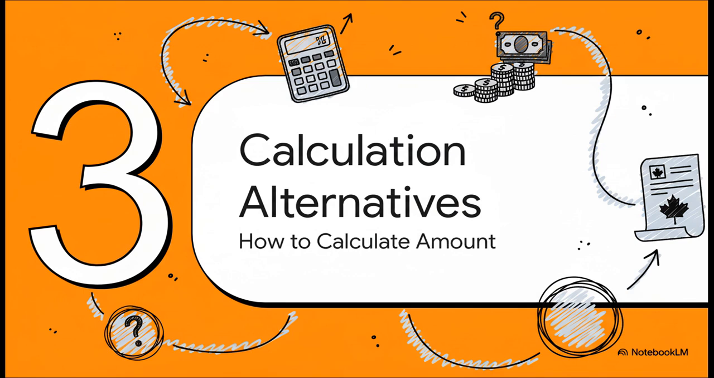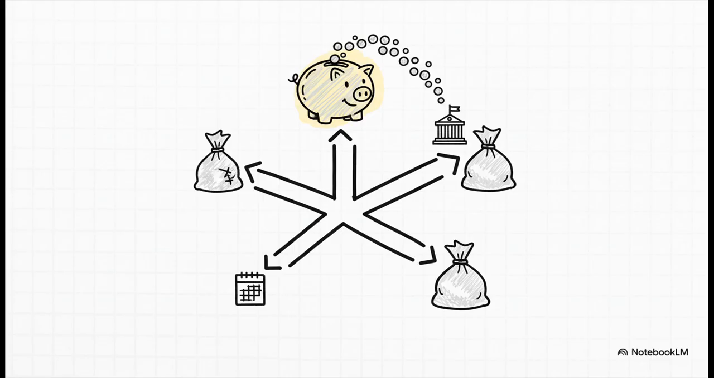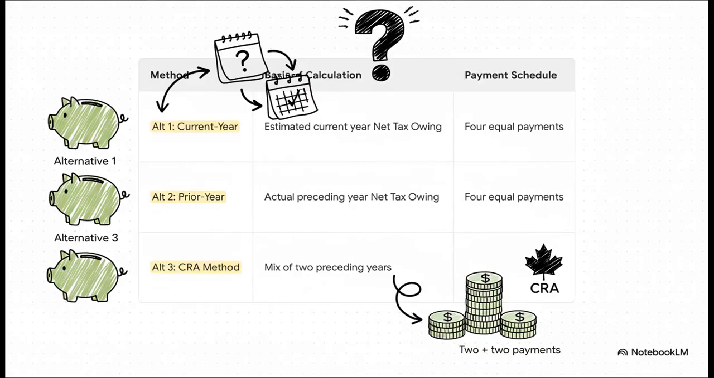Okay, so let's say you've passed that 2-part test and you are required to pay. The next logical step is figuring out, well, how much do you need to pay? And the good news is the CRA doesn't just give you one way to do this. You actually get 3 different options. And this is where the strategy really kicks in. You have a choice, and picking the right alternative can make a huge difference to your cash flow during the year. The goal is always to pay the lowest amount you're legally required to, and that keeps more of your money working for you. So, here they are, your 3 options.